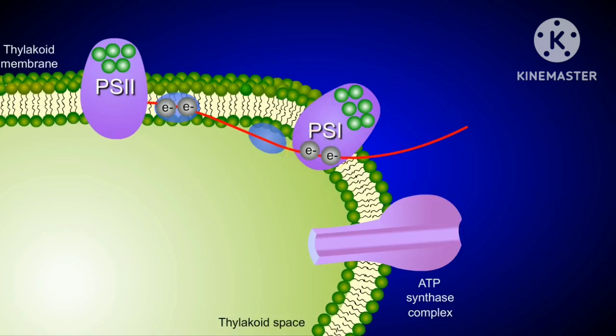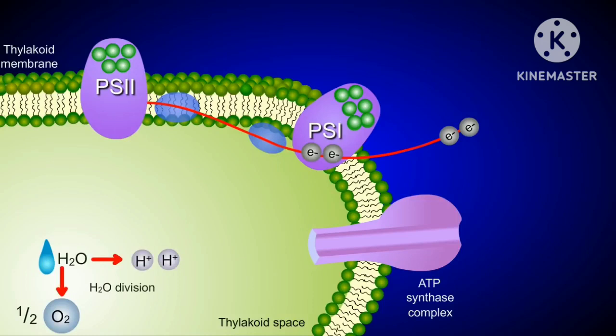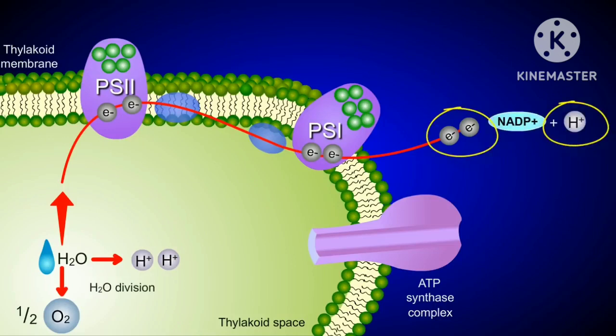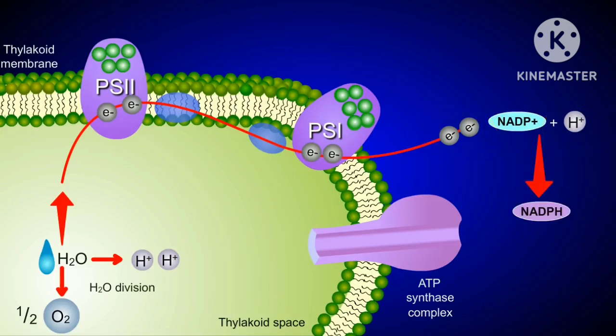As photosystem 1 absorbs additional light energy, the electrons again become energized, escaping photosystem 1 and moving down the second electron transport chain. Electrons from the electron transport chain adjacent to photosystem 2 replace those in photosystem 1. And again, water is split to replace the electrons that have moved from photosystem 2. At the end of this electron transport chain, the energized electrons and a hydrogen molecule are used to reduce NADP to NADPH.